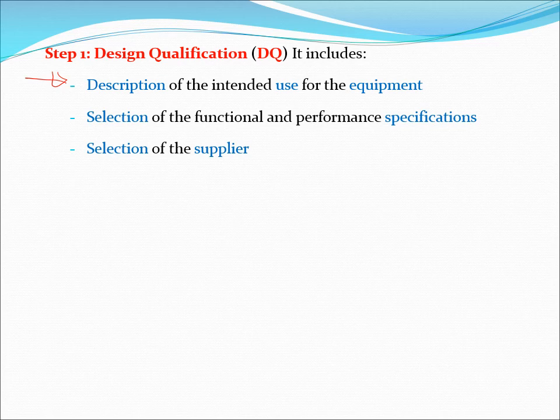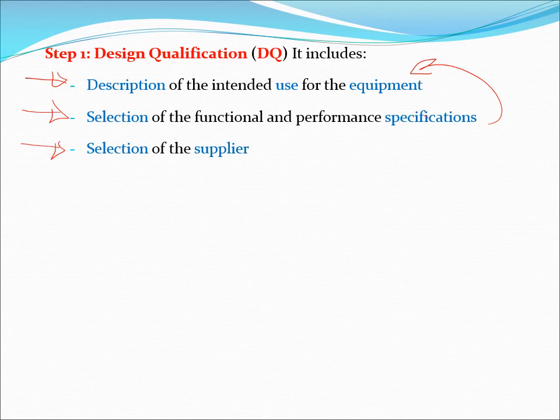Second step is selection of the specs. Do you want the tablet machine to be single punch or multiple punch rotary machine? Do you want it to produce large batches in less time? So better to use, of course, a rotary machine. Okay, so second step is selection of the specification based, of course, on your intended use or the need. Third step is to select supplier.